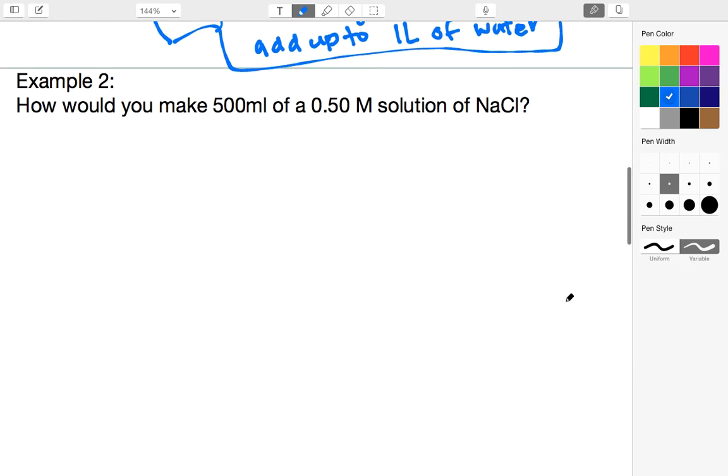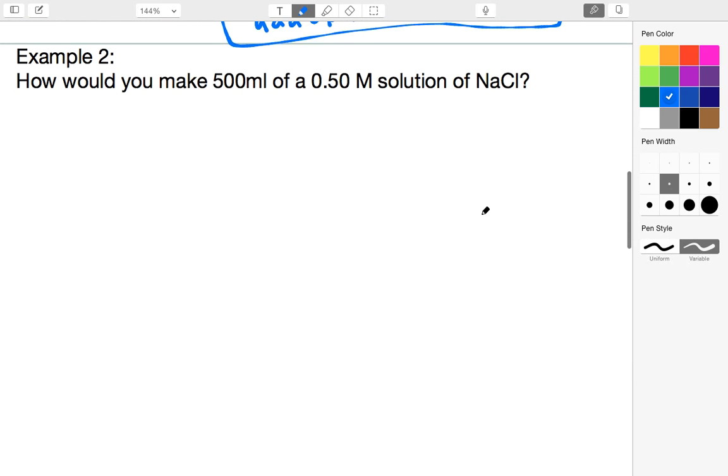So example number 2, slightly different. Let's say you don't want to make 1 liter of solution. You want to make 500 milliliters of a solution of NaCl that has a molarity of 0.50. How do you do that? Well, there are 2 ways you can set it up. So remember that's 0.50 molarity.